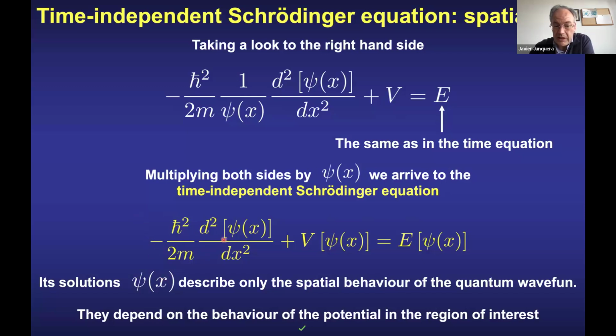So the solutions of this will describe the spatial behavior of the quantum wave function. And then, as you will see, the solution will depend on the potential in the region of interest. So next week, I will show you how to solve these equations for different potentials. This potential may be a harmonic potential in the case of the harmonic oscillator, may be the Coulomb potential generated by a proton in the case of the hydrogen atom, or may be even zero in the case of the most simplified model to simulate a metal, as in the free electron gas. Okay, so next week we are going to check how to solve this equation in particular cases.